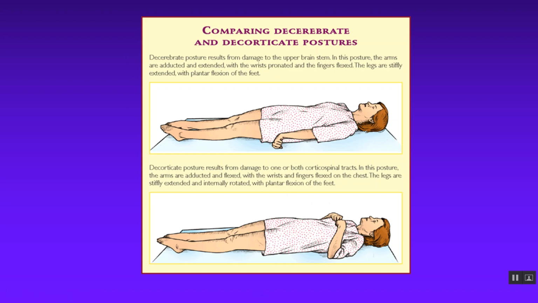So the top is decerebrate, and I remember decerebrate as extension, because decerebrate has more E's in it. E, E, E, E, it's got 4 E's, so it's like extension. All 4 limbs are extended. That's how I remember decerebrate. Decorticate has fewer E's, only 2, so the legs are extended, but the arms are flexed. That's how I remember decorticate: flexed arms, lower body extended.